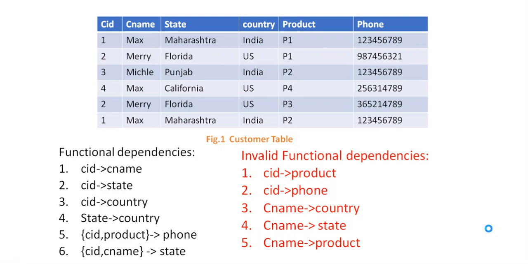Same, customer name is not determining product. See, Max has purchased two products, P1 and P2. So even if there are two rows having the same name Max, the value of product is different, P1 and P2. That's why customer name determines product is an invalid functional dependency.